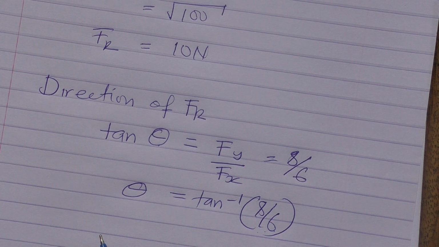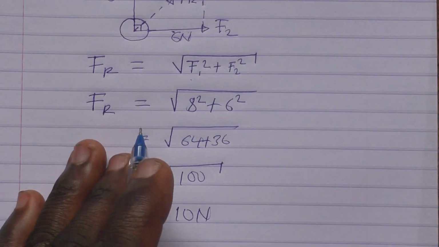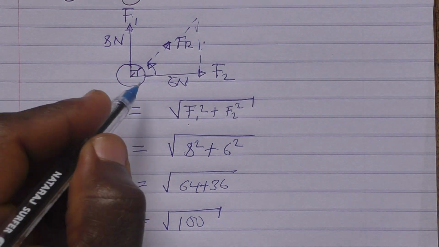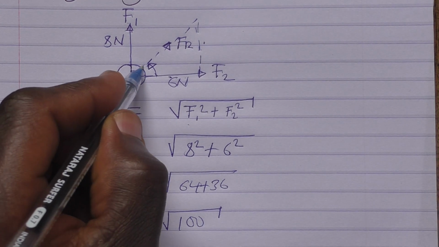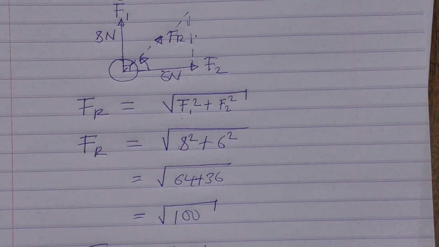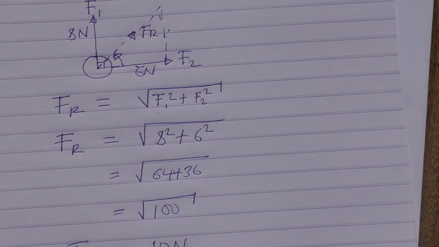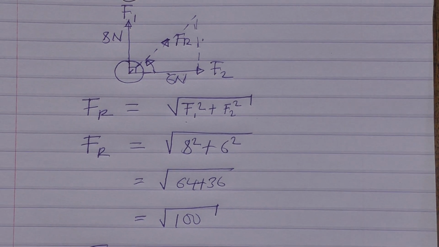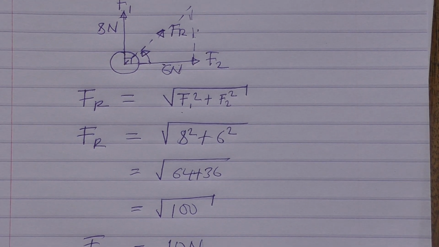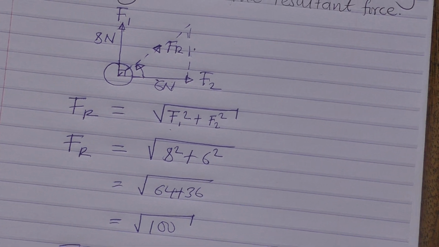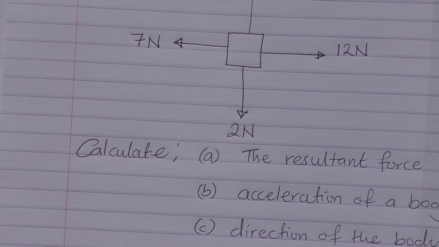And that direction is always to the horizontal, as you're moving from the horizontal going to the vertical component. So that is how we shall get the resultant force in the case of forces acting at a right angle to the body.